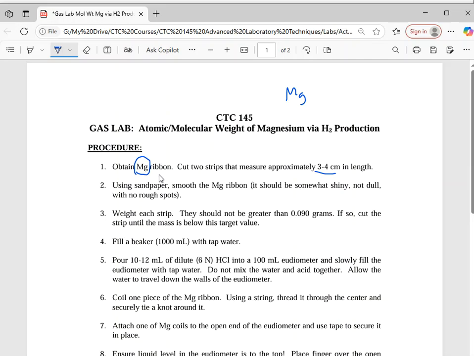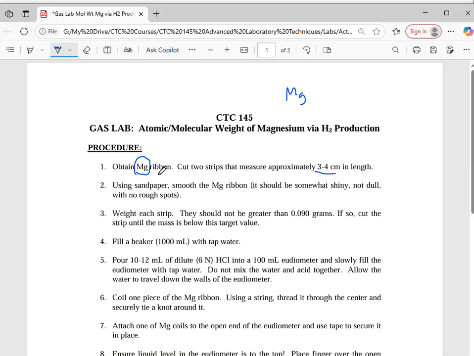Number 2, using sandpaper, smooth the magnesium ribbon. It says it should be somewhat shiny, not dull, with no rough spots. So what happens is that this strip will often oxidize on the outside, and it forms this coating or film over the very thin strip of metal. So the sandpaper will allow us to go in and just rough up the outside edges and expose that fresh magnesium again, like the day that we ordered it. Pretty common, not a big deal. We just get rid of that.